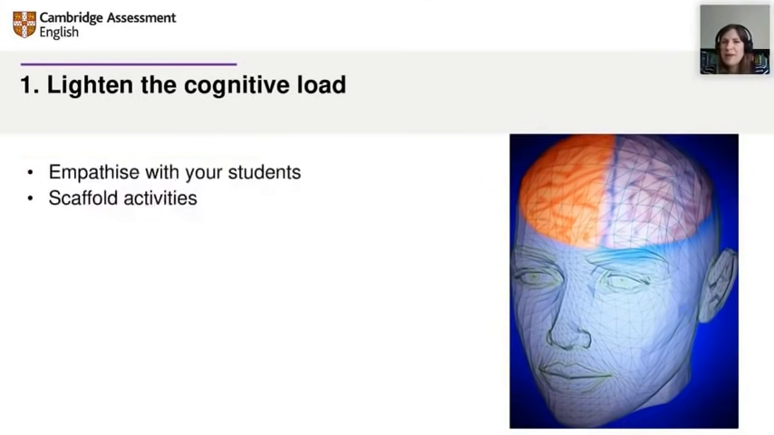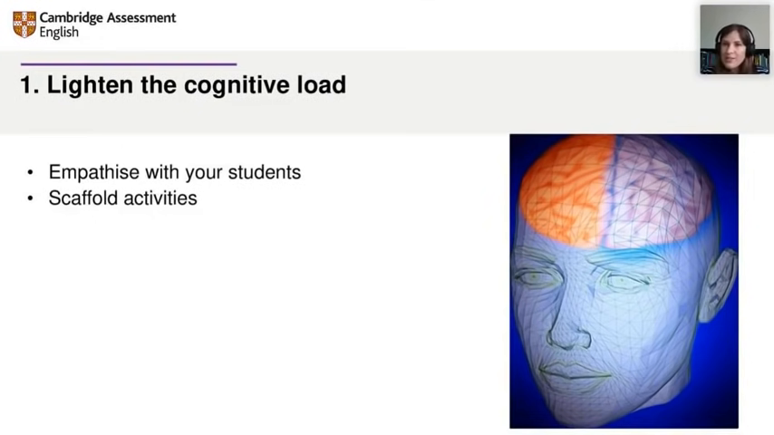Of course, that does depend on your students. If some of your students are really high level and really technically able, it's going to affect them less. So these conditions will affect students to different degrees depending on their level and their technological abilities. Okay, so we need to lighten that load. We need to control the environment as much as we can.